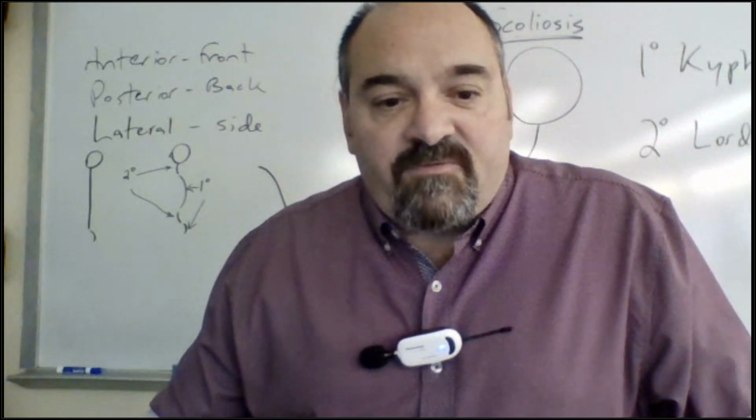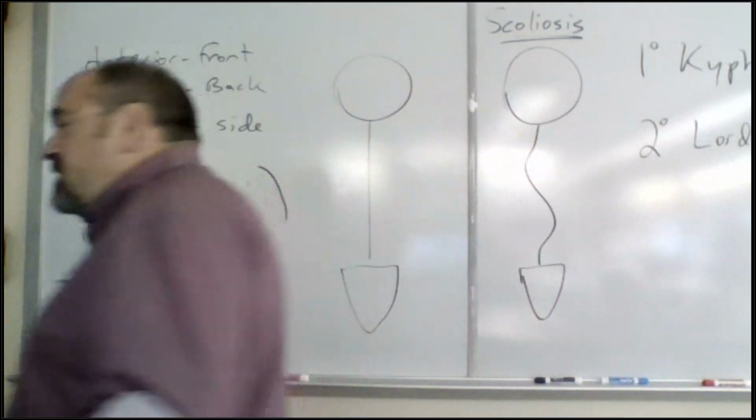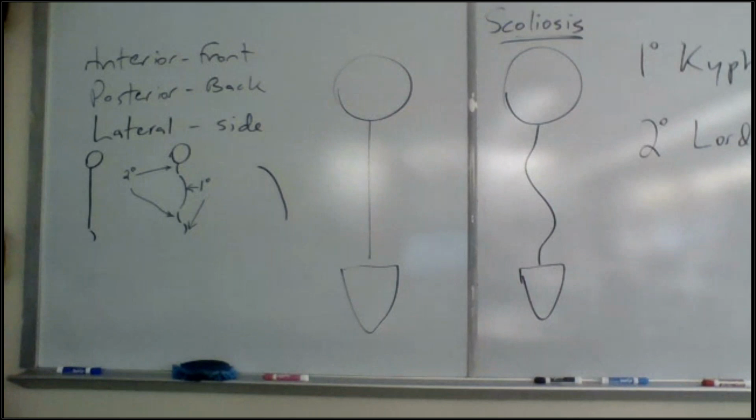Now, before we look at chapter 6, I want to show you all another genetic type disorder. So chapter 6 is the muscular system, and we're going to be looking at FOP.